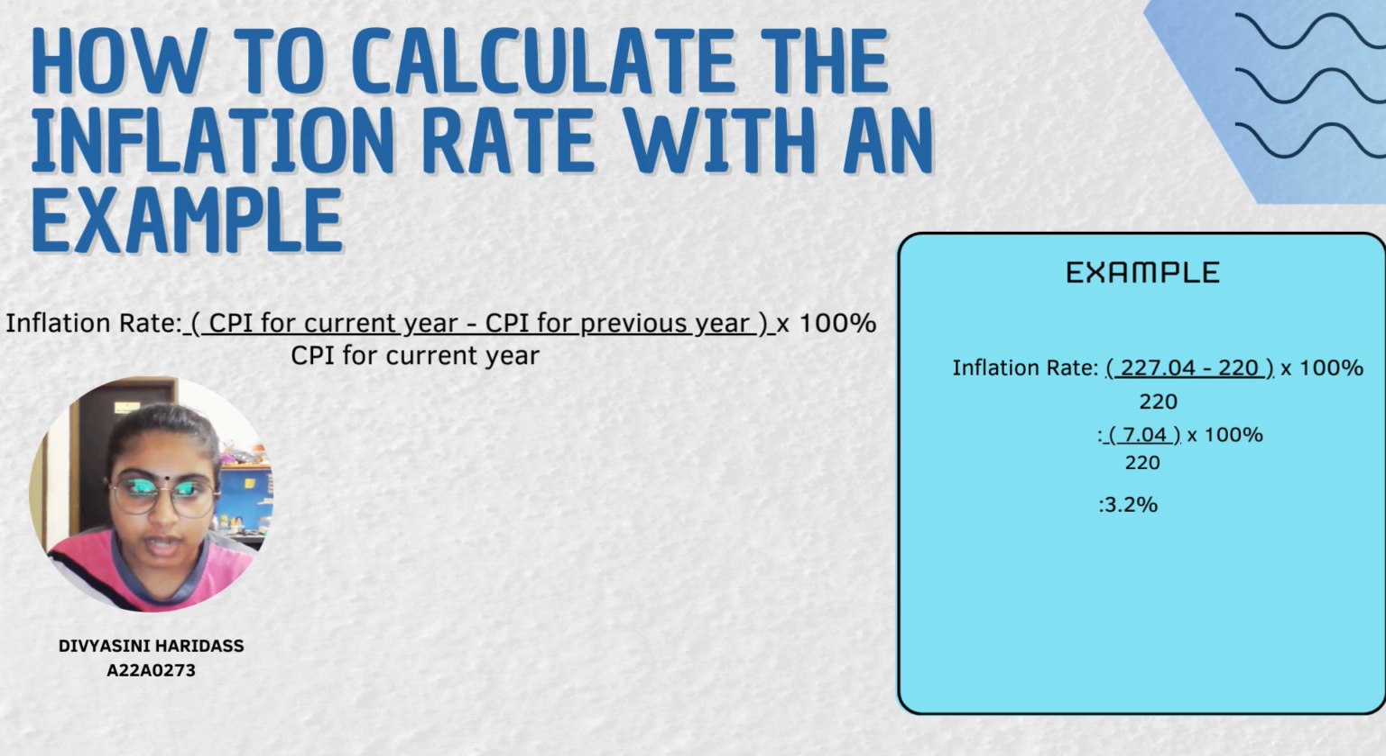Here is one example of how to calculate the inflation rate. The CPI for the current year is 227.04 and the CPI for the previous year is 220. So 227.04 minus 220, divided by 220, multiplied by 100%, and the inflation rate is 3.2%.